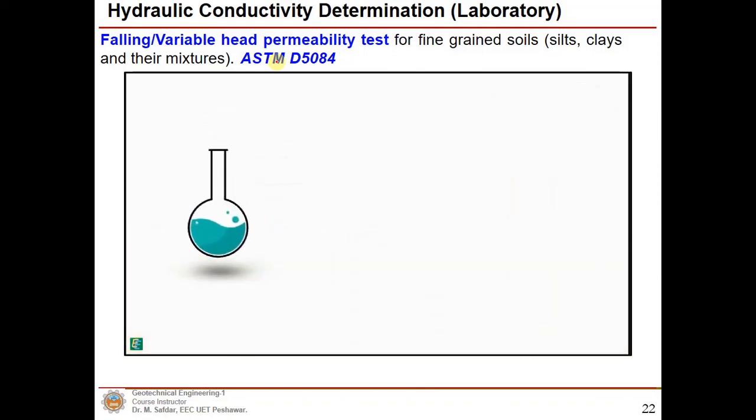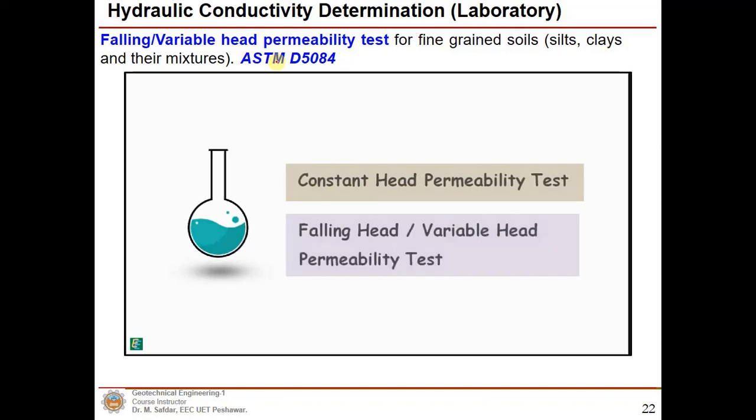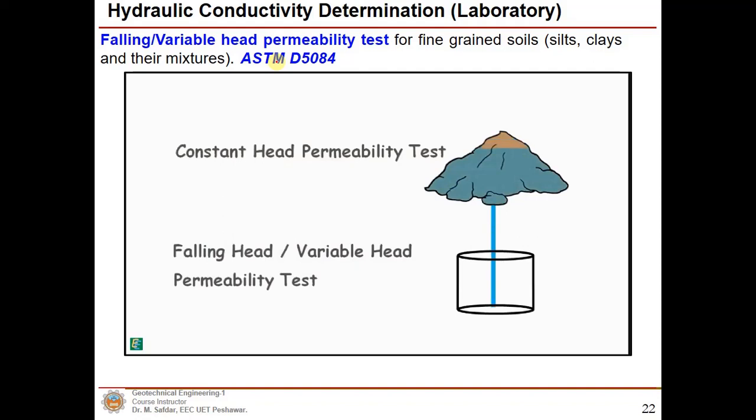In the laboratory, we employ two methods. One is constant head permeability method and another one is falling head or variable head permeability method. These tests measure the amount of water that goes through a soil sample in a fixed time interval.